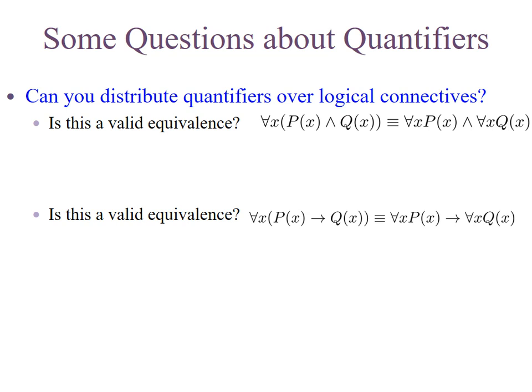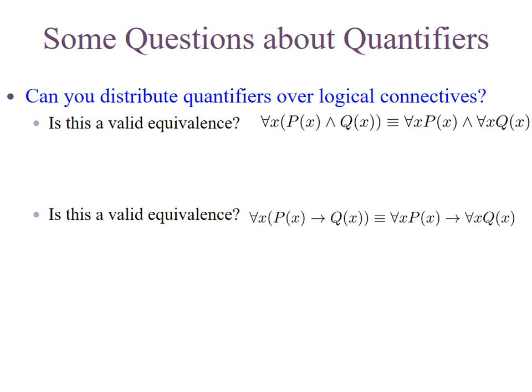Okay, next we want to discuss if we can distribute quantifiers to logic connectives. For example, we mentioned the importance of these parentheses because we want to assert for all x, x has the property p of x and another property q of x. So for all x, it has the property p of x and q of x. Is that equivalent to for all x p of x and for all x q of x?